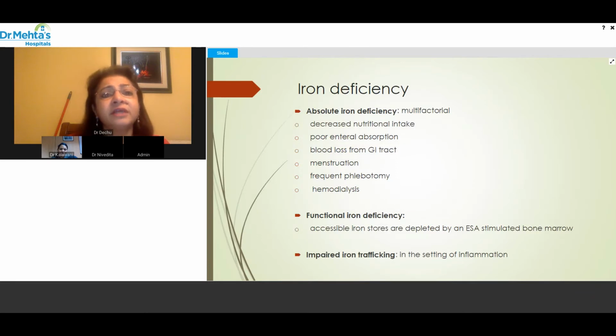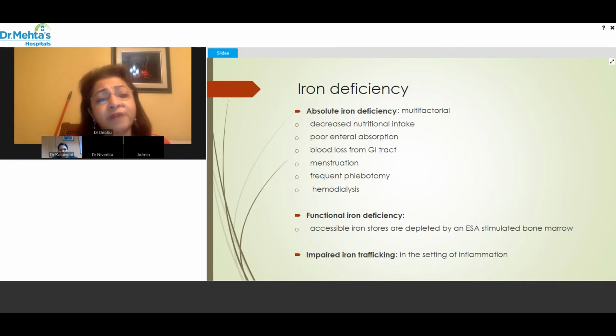Iron deficiency is another very important risk factor for anemia and CKD. There are 3 types of iron deficiencies. I'm not going to go into the gory details of it, but at least, just so you know, there's an absolute iron deficiency, which is multifactorial, where there is decreased nutritional intake of iron, poor enteral absorption, blood loss from the GI tract, menstruation in females, frequent phlebotomy and hemodialysis, where you have an absolute iron deficiency because you're not having enough iron to make red blood cells.